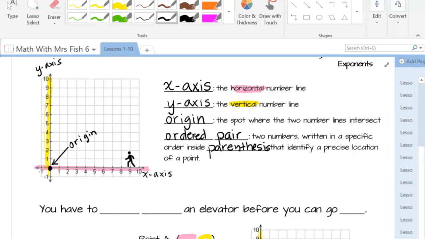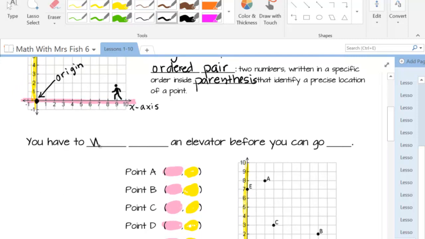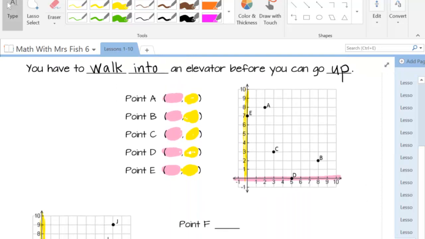All right, memory trick. You have to walk into an elevator before you can go up. That's our little walking man right there. You can see that he is walking on the pink number line. We're going to be writing two numbers, and that's going to tell where a certain point is. You have to walk into an elevator before you go up.